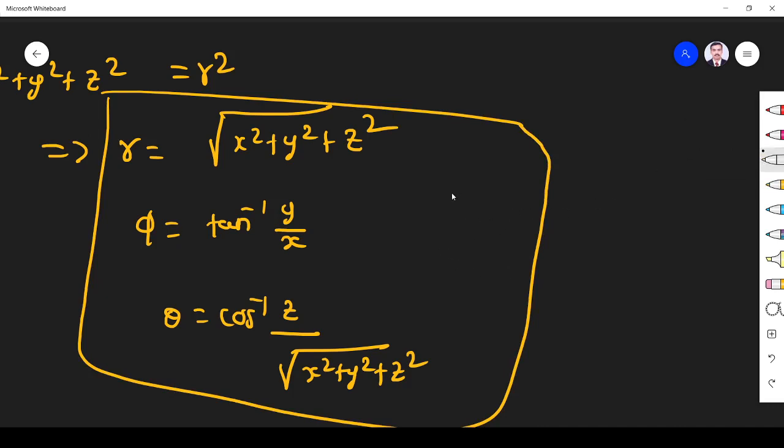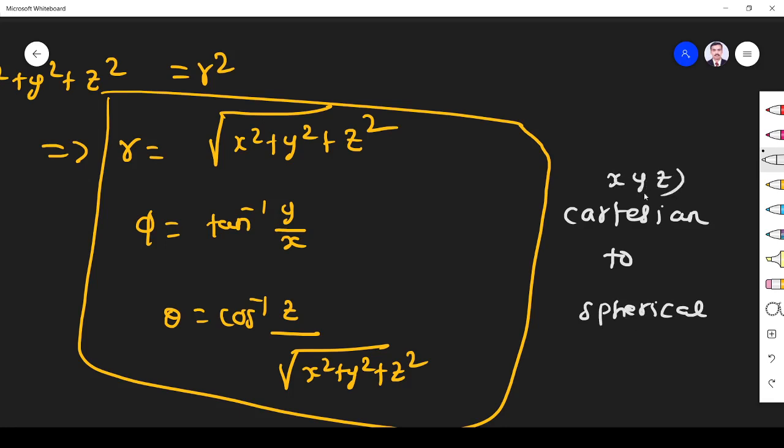So this is the Cartesian to spherical conversion. If I know Cartesian, meaning we know x, y, z, from the x, y, z values I can get r, theta, phi from these equations. So this is spherical to Cartesian and Cartesian to spherical conversion.